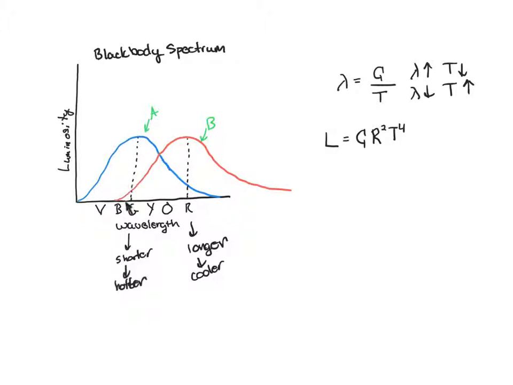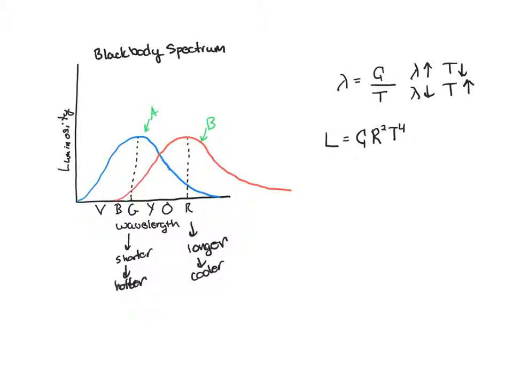So the shorter the peak wavelength, the higher the temperature. The longer the peak wavelength, the lower the temperature. And this is given through Wien's law, and this appears a constant that a professor would give to you and explain what it is if they actually wanted you to do these calculations.